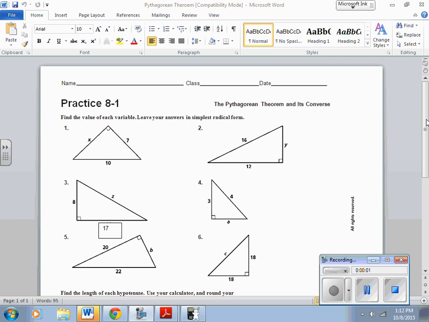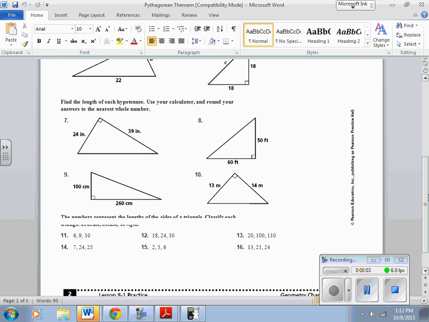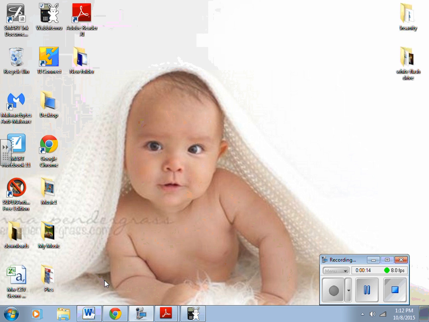Those problems right there from the Pythagorean theorem, everybody's okay with those? All right, classifying the triangle as an acute, obtuse, or straight. It's good. All right, so I'm going to close that one then.